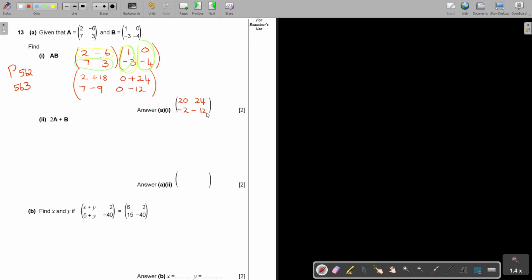Now, the next one, according to me, is an easier one. So I'm just going to write it out first. I write 2 times A, so 2 times the matrix 2, 7, negative 6, 3, plus B, which is 1, negative 3, 0, negative 4. So 2 times 2 is 4, 2 times 7 is 14, this is negative 12, this is 6. Now, I can only add a 2 by 2 with a 2 by 2, or a 3 by 3 with a 3 by 3. But this is perfect now.